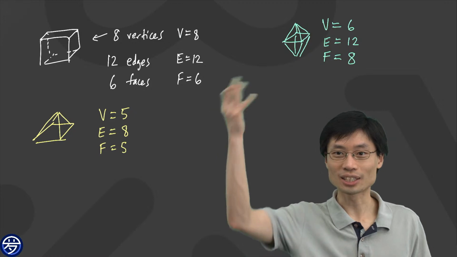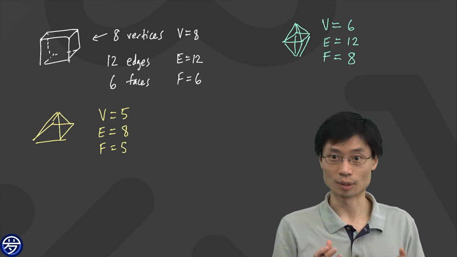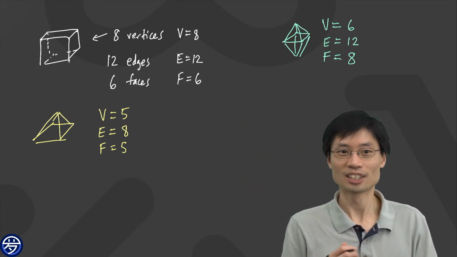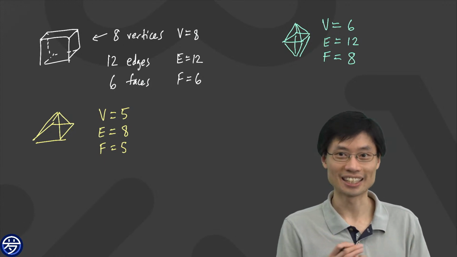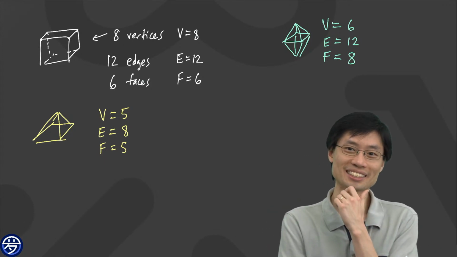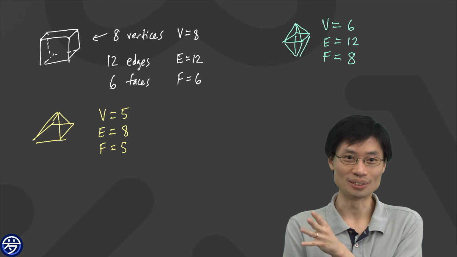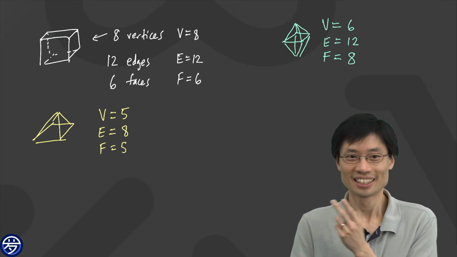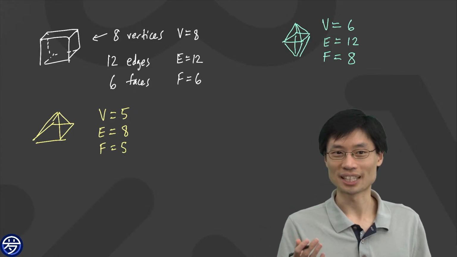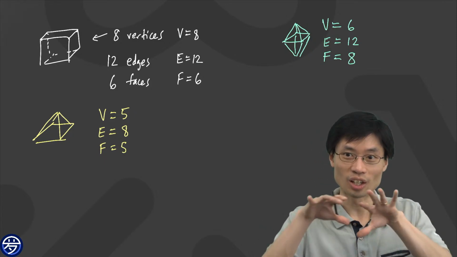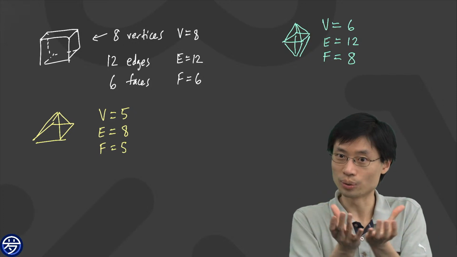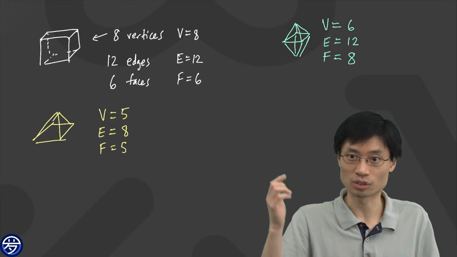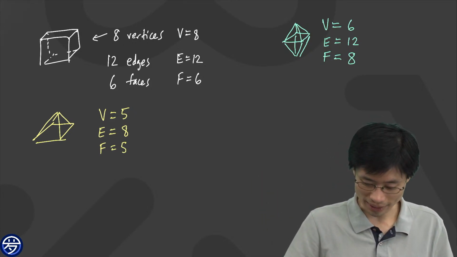Now, why did I do all of this? It turns out that there is something called Euler's formula. There's a relationship between V, E, and F. Can anyone see what this is? There's something you can always do with V, E, and F, and you put them together and you always get 2. For all polyhedra, all of the closed shapes, just like these 3D shapes, V minus E plus F is always 2.